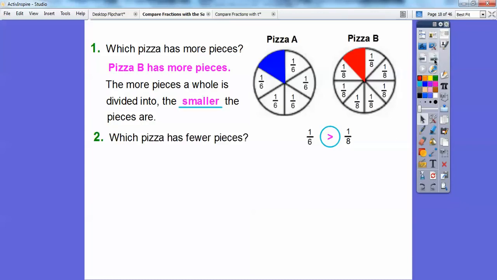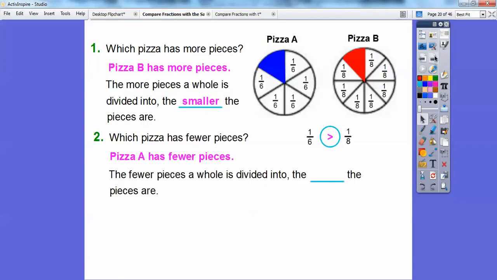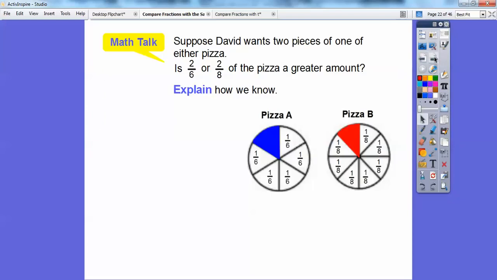Which pizza has fewer pieces? Well, pizza A has fewer pieces. So the fewer the pieces a whole is divided into, the larger the pieces are going to be. If we cut it up into fewer pieces, they're going to be bigger. If you cut it up into more pieces, they're going to be smaller.